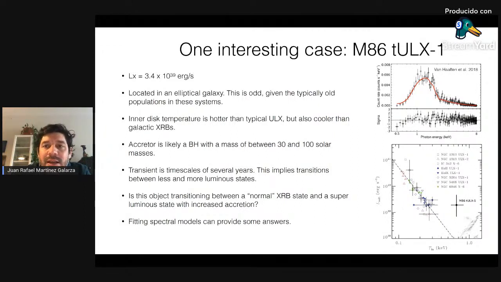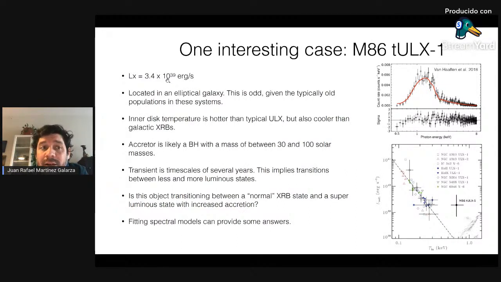This is an object that has been called M86 TULX1. Typically, the nomenclature of these objects is: the first part is just the name of the galaxy in which it was found. Then ULX means it's an ultraluminous X-ray source, and then the first one that has been detected in this galaxy. So that's why one. And this is an interesting object for several reasons.